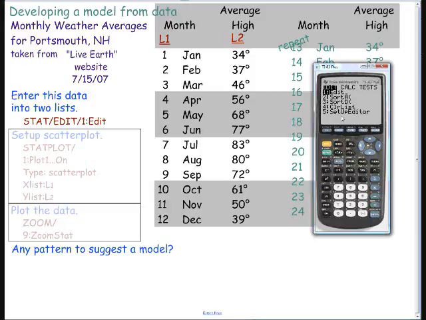So you go to Stat, Edit, Enter. We're going to start with the first list. It's going to be simple to put in. 1, 2, 3, 4, 5. Okay, let's do it. 1, 2, 3, 4, 5, 6, 7, 8, 9, 10. This is easy. 11.